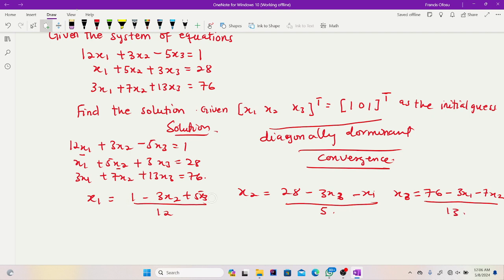So once you've made each of the unknowns the subject like this, the next thing to do is to perform your iterations.